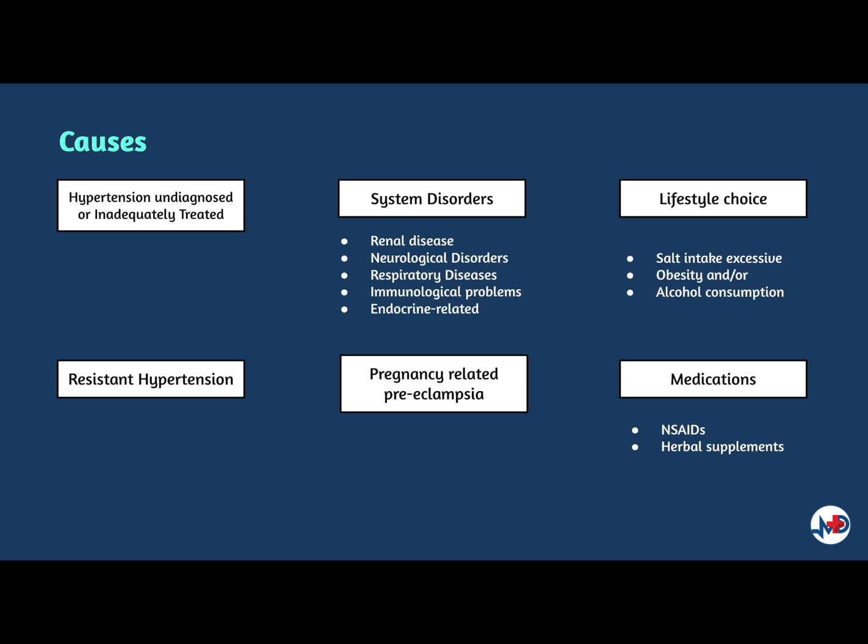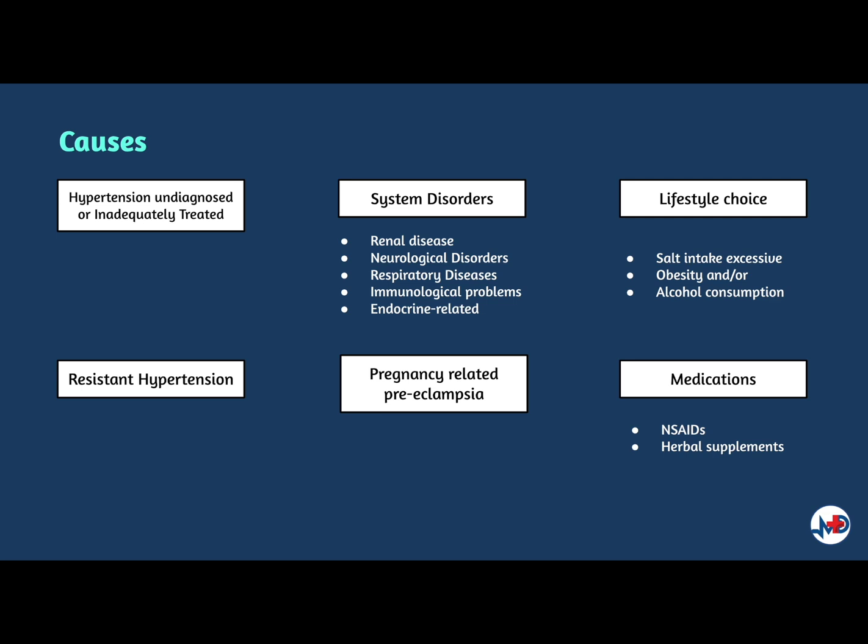Immunological problems such as scleroderma and vasculitis, and not forgetting one of the commonest, which is the endocrine pathologies. These include primary aldosteronism, pheochromocytoma, thyroid disorders, Cushing's syndrome, acromegaly, hyperparathyroidism, carcinoid tumor, or renin-secreting tumors.